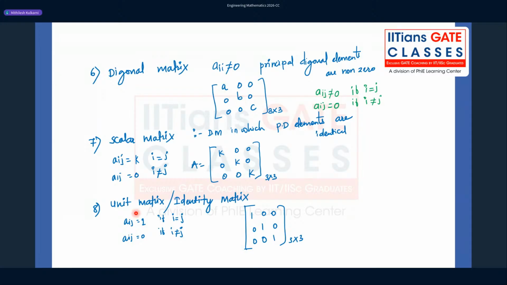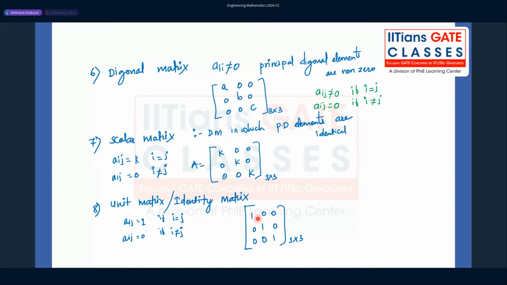Unit matrix. What is unit matrix or identity matrix? Unit matrix or identity matrix. It's basically the diagonal matrix with the value of 1.